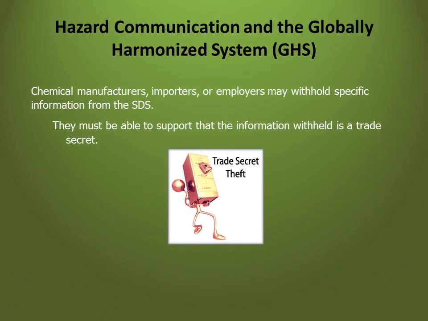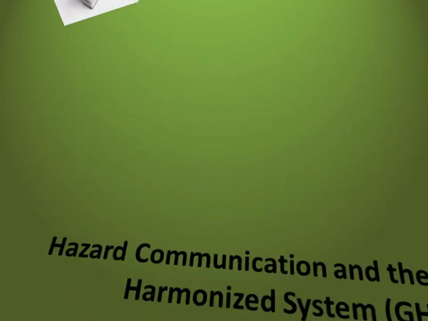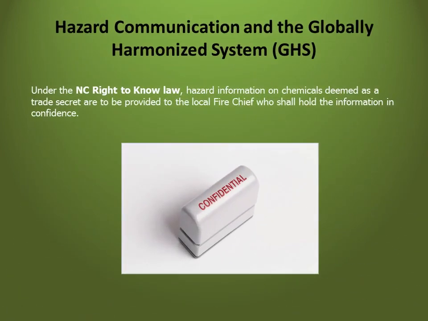Chemical manufacturers, importers, or employers may withhold specific information from the SDS, but they must be able to support that the information withheld is a trade secret. Under the North Carolina Right to Know law, hazard information on chemicals deemed as a trade secret are to be provided to the local fire chief, who shall hold the information in confidence.